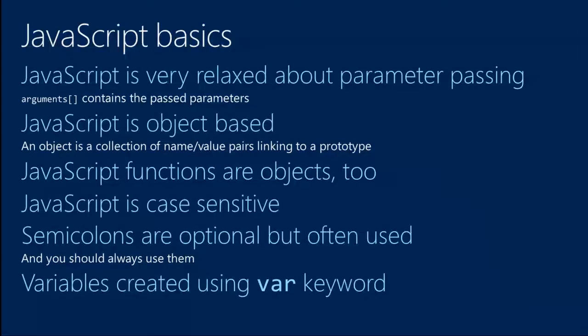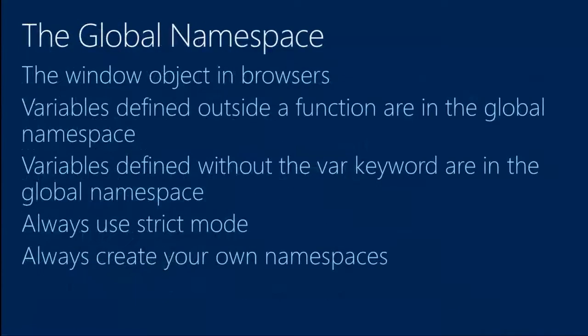We know JavaScript is case-sensitive because it's sort of like C# that way. Semicolons are optional but often used. You should always use them. And variables are only created using the var keyword. So there you go. There's your basics, and we can just blow past that.